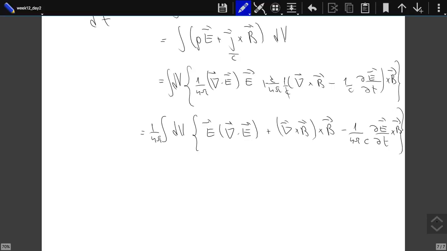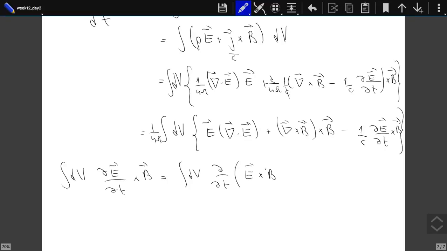Let me look at the last term first. And let me see if I can convert it to some kind of a total time derivative. So I have the volume integral dE by dt. No, there's no 4 pi, sorry. 4 pi is out of the parentheses. dE by dt cross B. This will be dV, d by dt of E cross B. Yeah, it would be too simple if it was like this. So we have to subtract what we have added. This is E cross dB by dt.